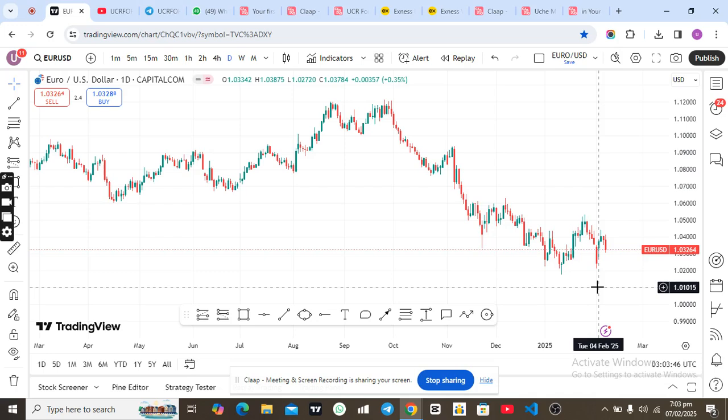And this change of character happened where? On a daily time frame. It didn't happen on 1 minute time frame. It did not happen on 1 hour time frame. It happened on a daily time frame where structures are so strong.